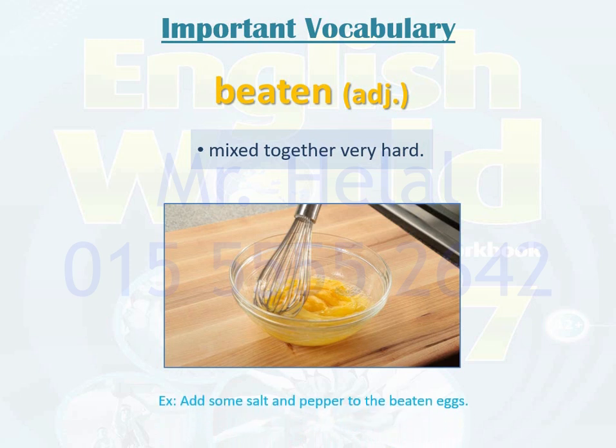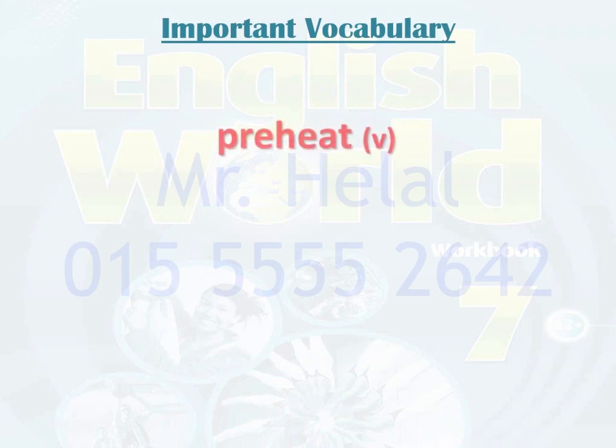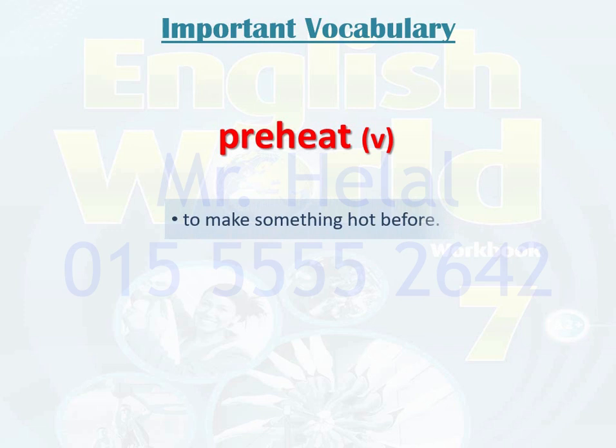Example: Add some salt and pepper to the beaten eggs. أضف بعض الملح والفلفل إلى البيض المضروب. Preheat: Preheat is a verb which means to make something hot before. Preheat معناها نسخن الحاجة قبل ما نعمل حاجة تانية.